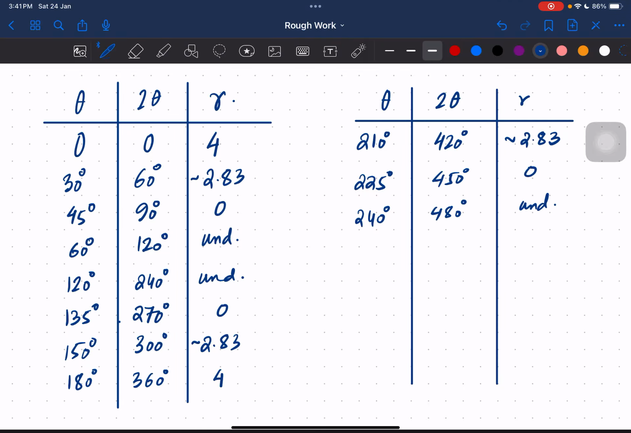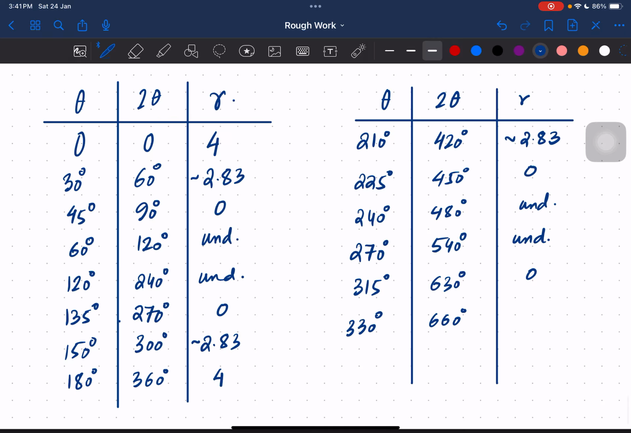Similarly, up to 270, 2 theta is 540, undefined. And then finally at 315, it will be back to 0. At 330, 2 theta is 660, and it is again 2.83, and finally at 360, 2 theta is 720 and r is 4.